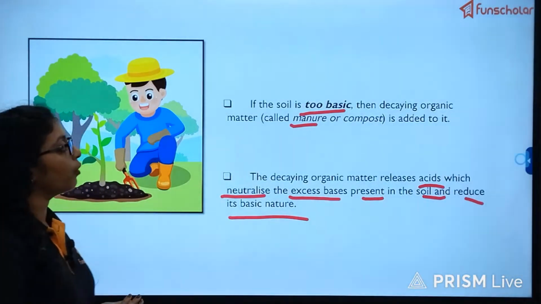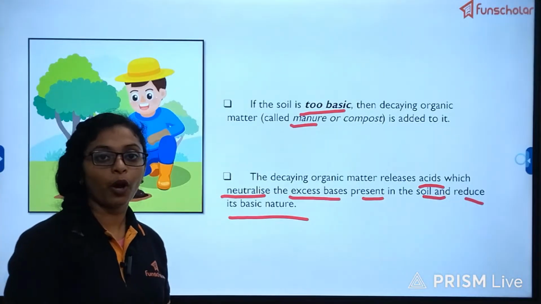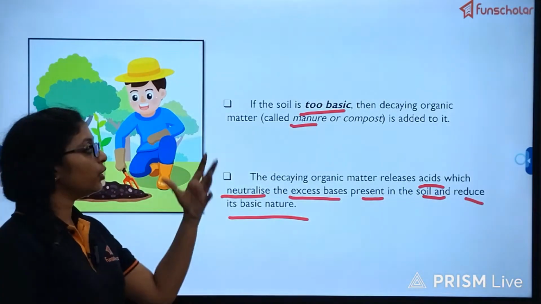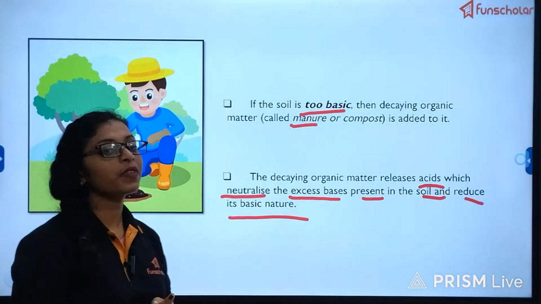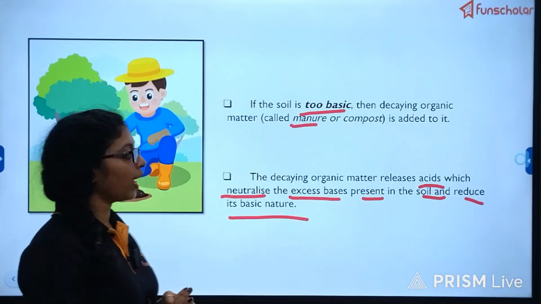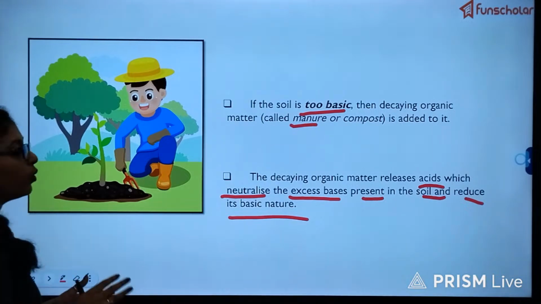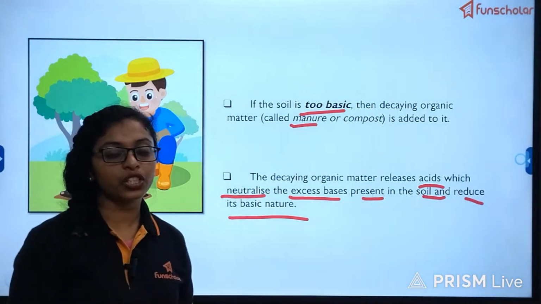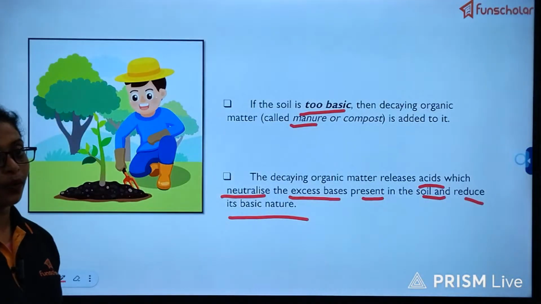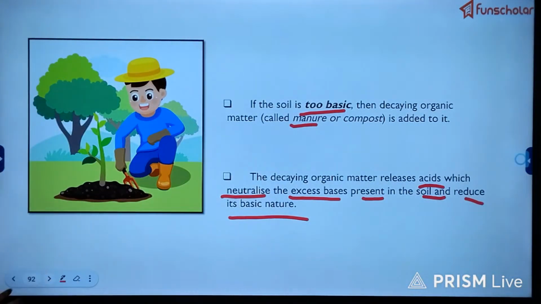Okay, so once we understand what the problem with the soil is, then we can use these techniques to mitigate those problems. If you have any doubts regarding this particular use of neutralization reaction, let me know in the comment section. Just take a look at this slide, and then we will be discussing the last application of the neutralization reaction. Okay.